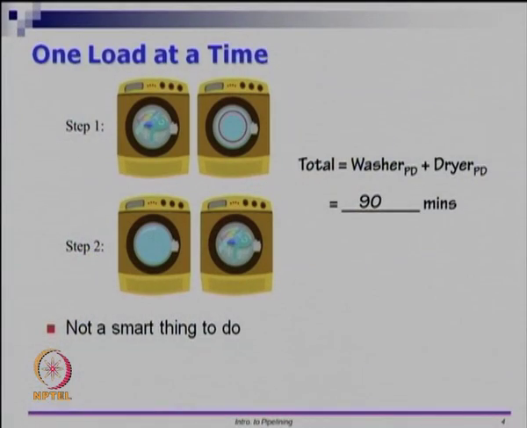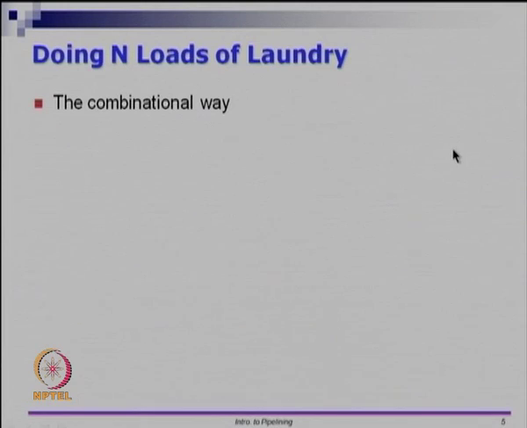So, the first thing we will note down is the total time taken is the propagational delay of the washer plus the propagational delay of the dryer. So, that is 30 plus 60 minutes, that is 90 minutes. Let us say I want to do n loads of laundry.